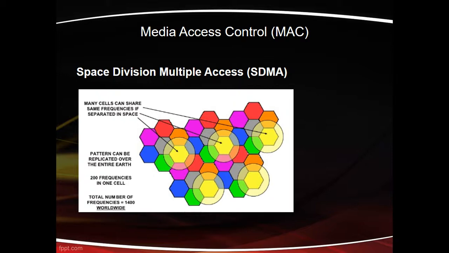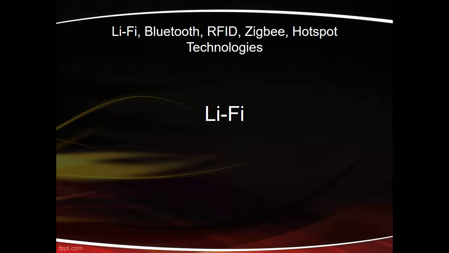So let's move on to the hot topic these days, Li-Fi. Can you think about what Li-Fi is? Li-Fi is like a brother of Wi-Fi. Li-Fi means light fidelity. So what is light fidelity? Light fidelity is a wireless optical networking technology that uses LEDs, that means light emitting diodes, for data transmission. So that is the breakthrough technology these days.